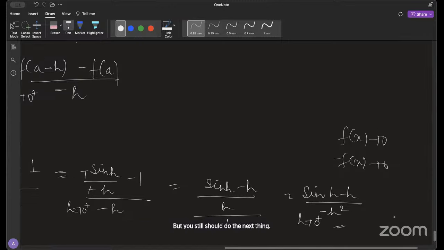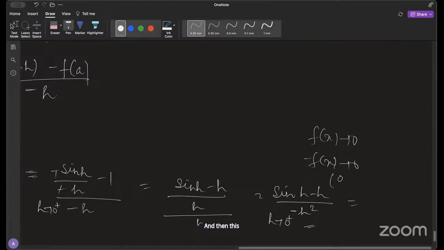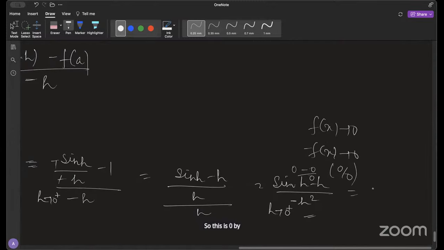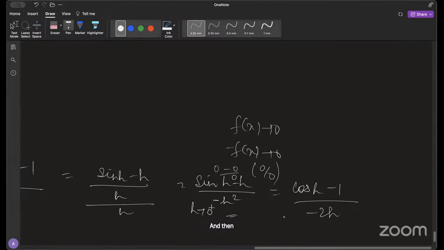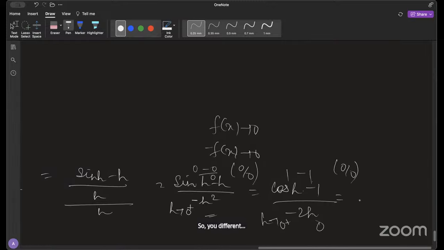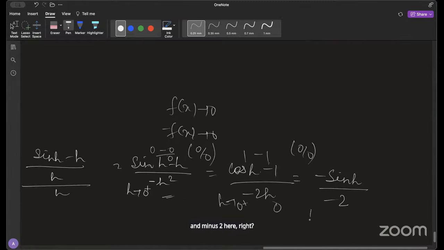This is correct. And then this is 0 by 0 form. If you put 0 here, you'll get sin 0 as 0, minus 0, by 0, right? So this is 0 by 0 form. You differentiate it once. This is cos h minus 1 by minus 2h, as h tends to 0 plus. So cos 0 is 1, this is minus 1, and this is 0. This again makes it 0 by 0 form. So you differentiate it again using L'Hopital's rule. So you'll have minus sin h here this time and minus 2 here, right? As h tends to 0 plus.